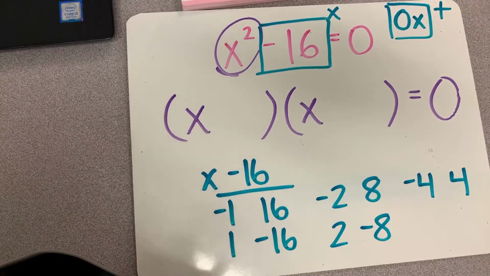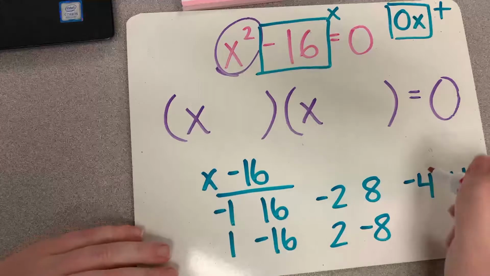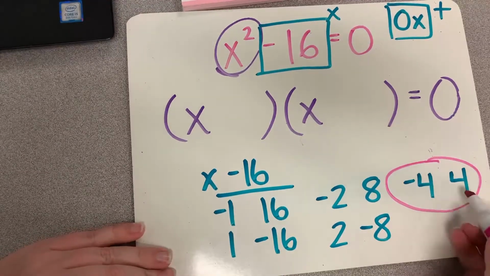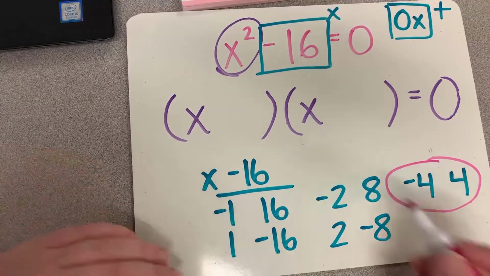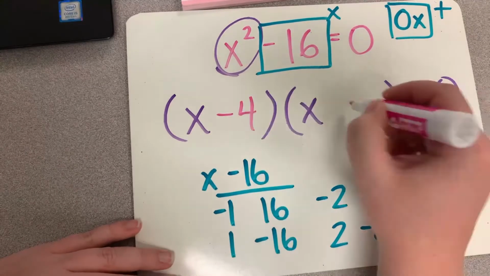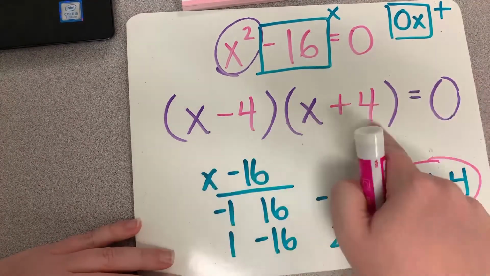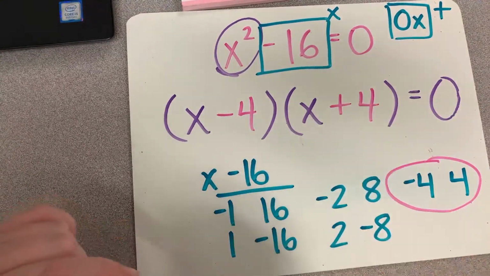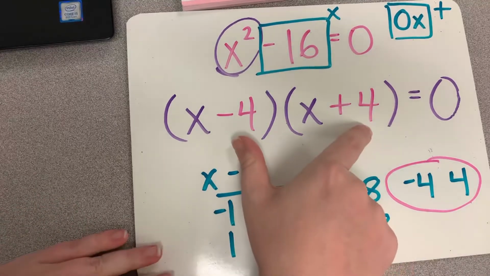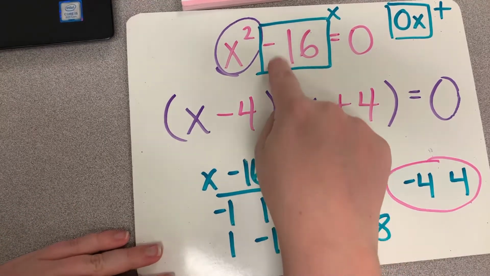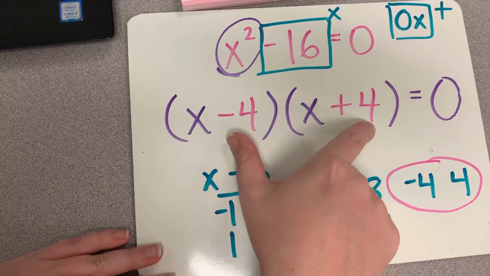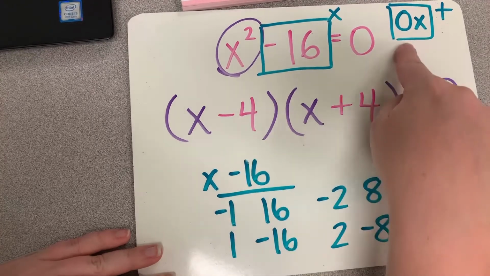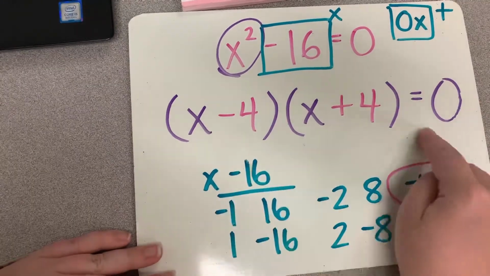Well, it's going to be negative 4 and positive 4. Combining those together, they cancel each other out. And so we end up with minus 4 and positive 4. Again, it doesn't matter which order that you write them in, as long as you get those right. So negative 4 times positive 4 gets us a negative 16. Negative 4 combined with positive 4 gets us that 0x. So here's our factored form.